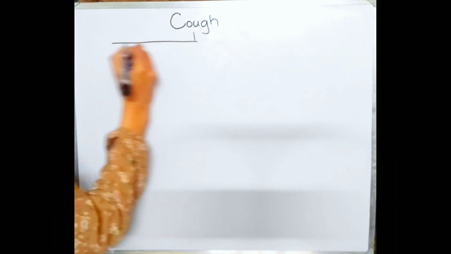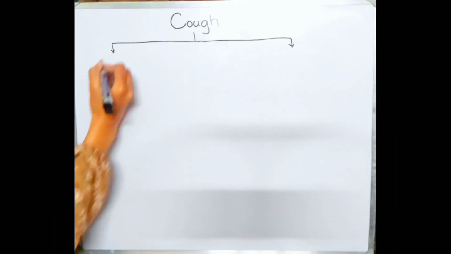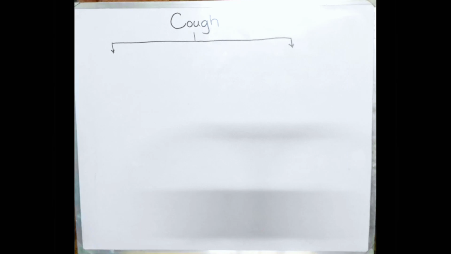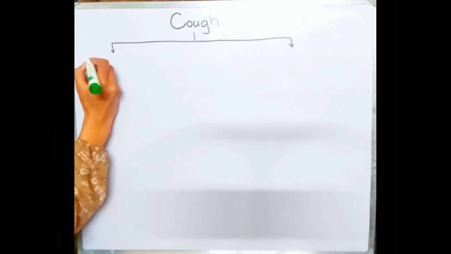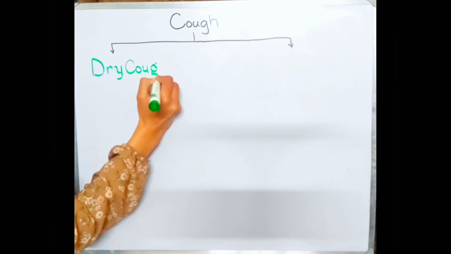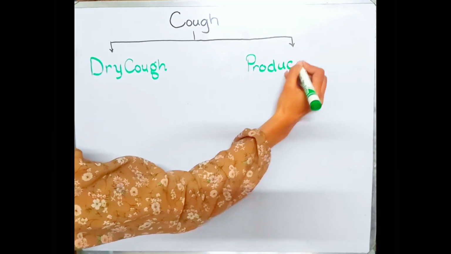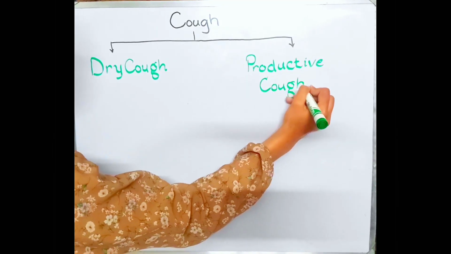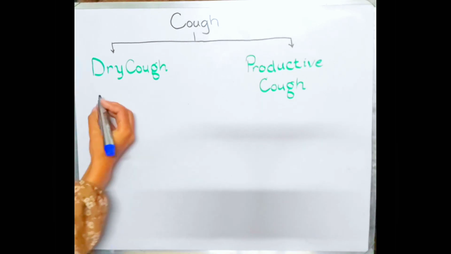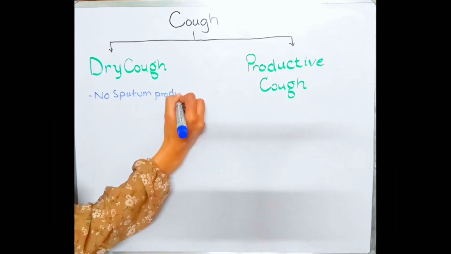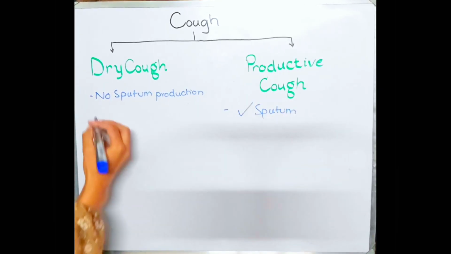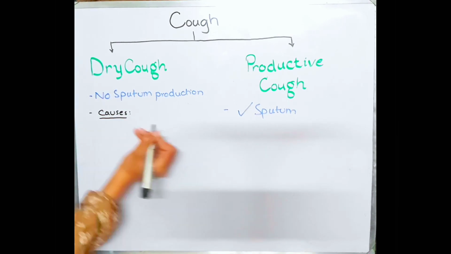Now let's discuss the types of cough. So as you know, there are two types of cough, the dry cough and the productive cough. Now let's discuss them one by one. Dry cough means that there is no sputum production in this type of cough, while in the productive cough there is sputum production.